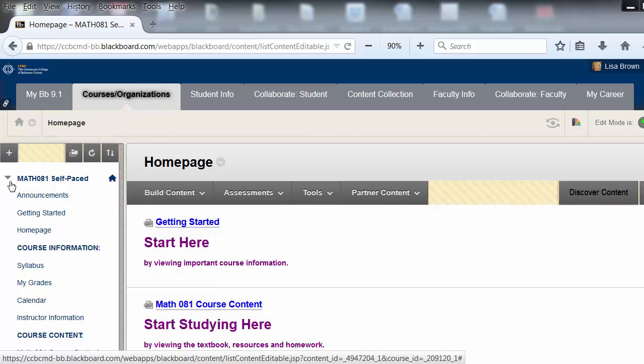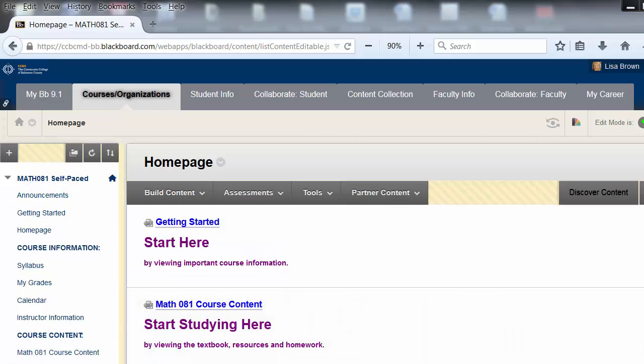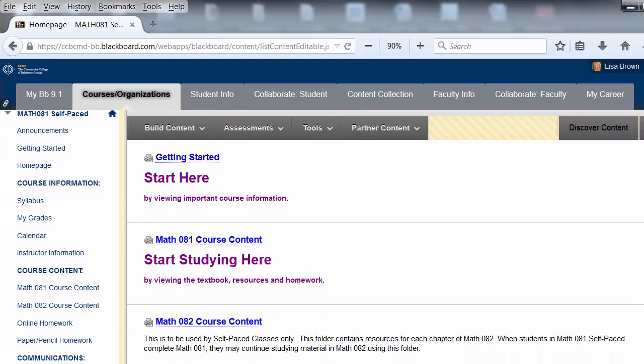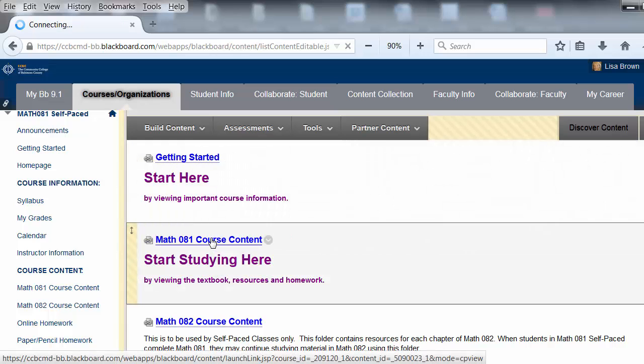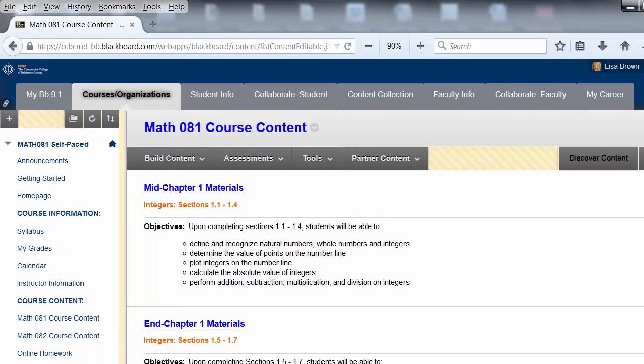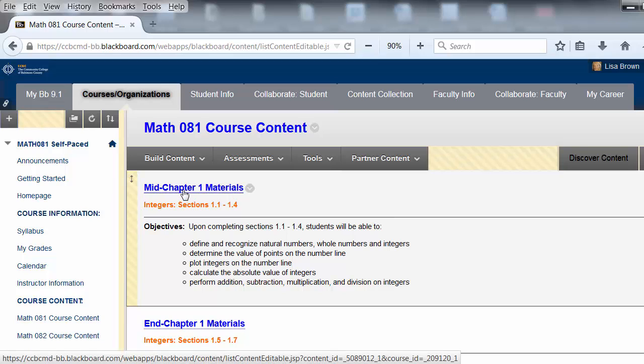I've been fiddling with this shell, Math081 Self-Paced, that we've had for a while, and it's been on my goals for several years to make something more specific just for self-paced with the same materials. And the course content for self-paced kind of divides at the mid-chapters and the end of chapters. There's tests that students have to take. So maybe reorganizing, instead of chapter 1, 2, 3, have them split wherever the tests are.